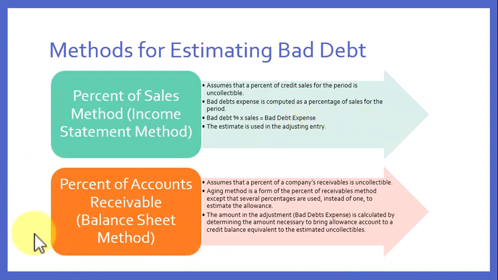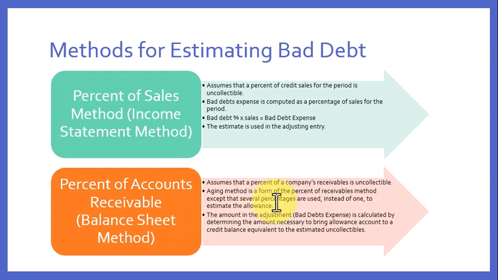Now, the more common method is the percentage of receivables method. This assumes that a certain percentage of a company's receivables are not collectible. And the most commonly used technique here is the aging method.